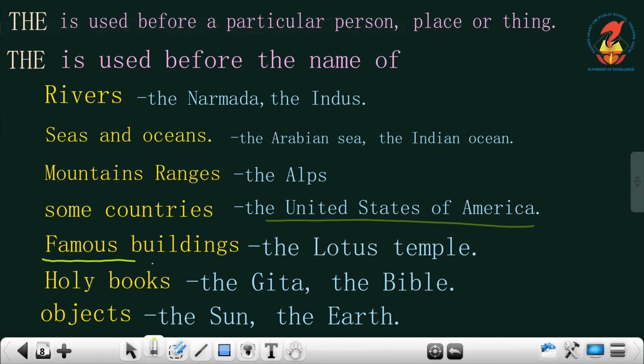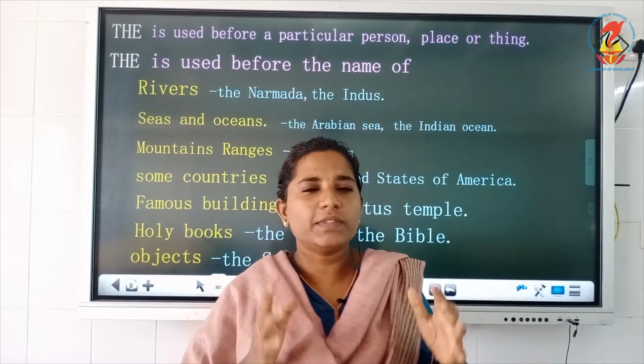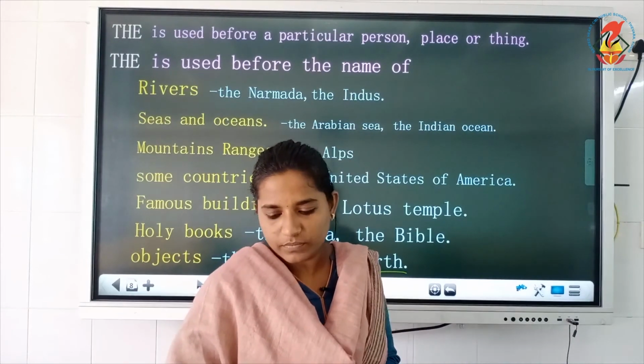The article the can be used before famous buildings, the Lotus Temple, the Taj Mahal. Article the can be used before holy books, the Gita, the Quran, the Bible, the Mahabharata, examples like that. Article the can be used before objects, the sun, the moon. Okay. So, article the is used to tell about something in particular about any noun.